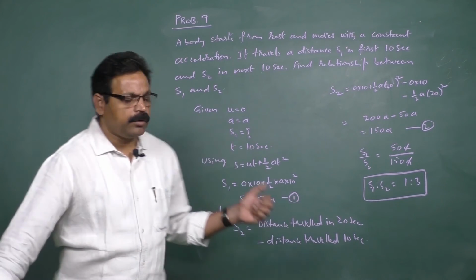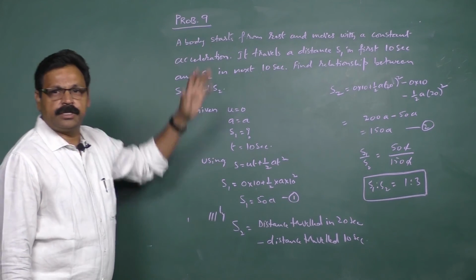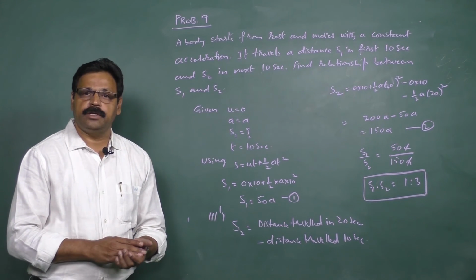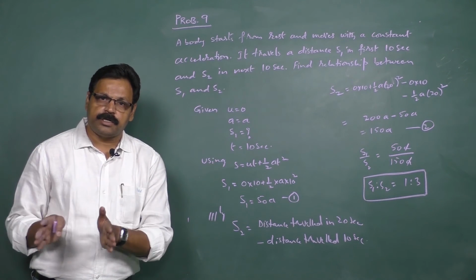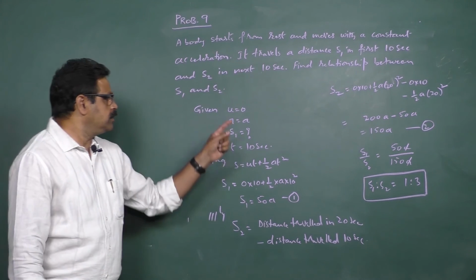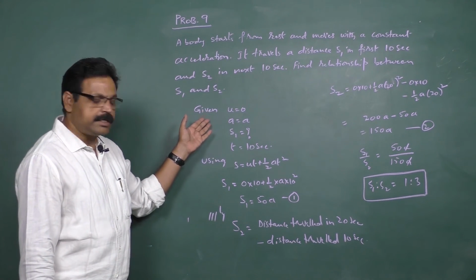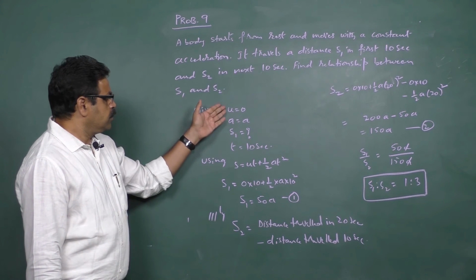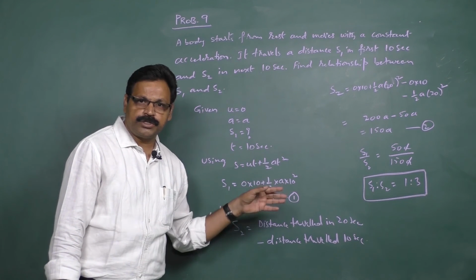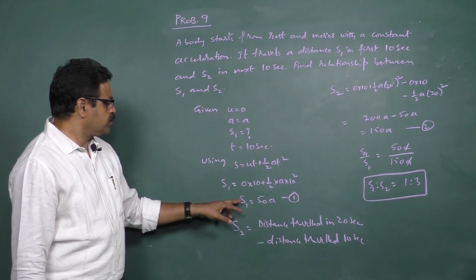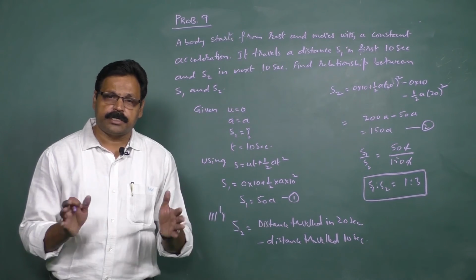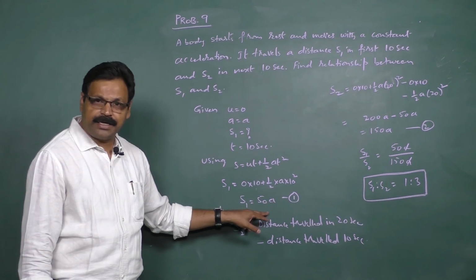Look at the problem now. So this is the data given. He is asking us to get the ratio or relationship between the distance traveled in first 10 seconds and the distance traveled in next 10 seconds. So the distance traveled in first 10 seconds can be calculated using S is equal to ut plus half at square, the equation of motion we have used. So simplifying, I am getting S1 as 50a. That means in first 10 seconds it has traveled 50a distance.